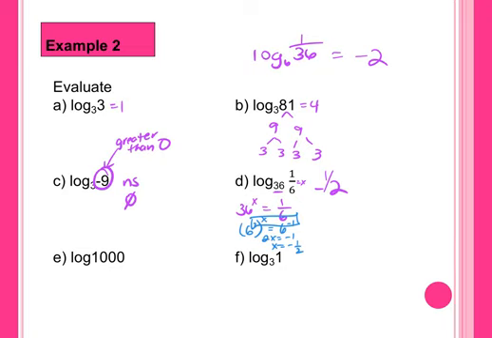All right, E, log of 1,000, 3. That is a base of 10. And when you're raising to a power with 10s, you literally just have to count the zeros. And log base 3 of 1, 0. Any base raised to the 0 power is 1. Good? Questions?